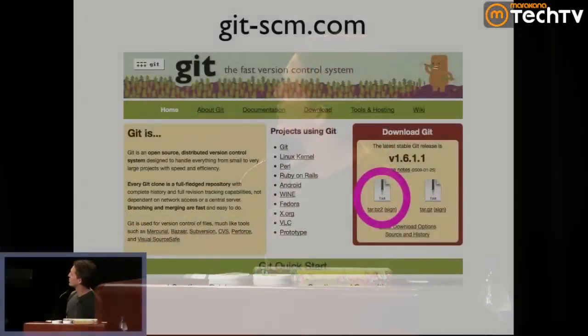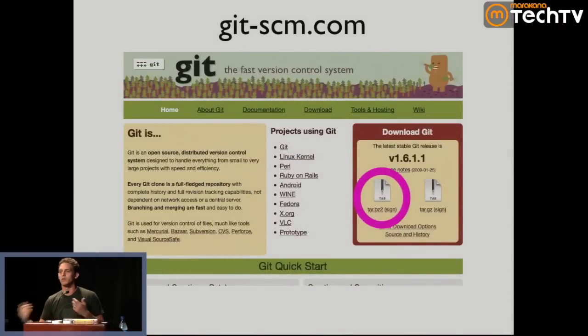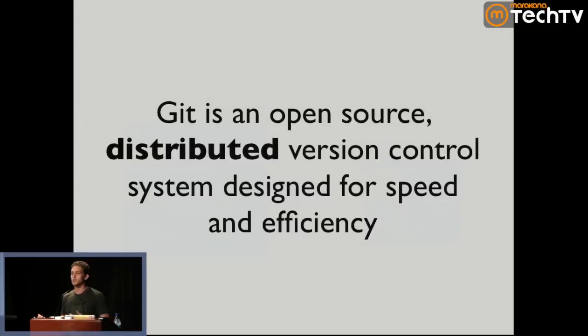But you can go on the website. The icon's a little bit different now. It looks like a little penguin. But you can download the source code, open it up, see what's going on if you really want to do that. It's a distributed version control system.